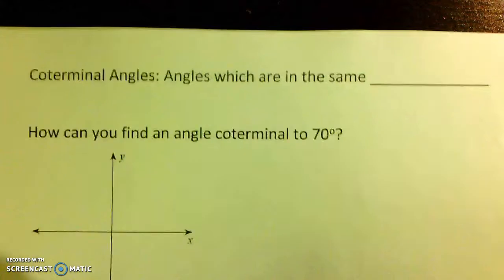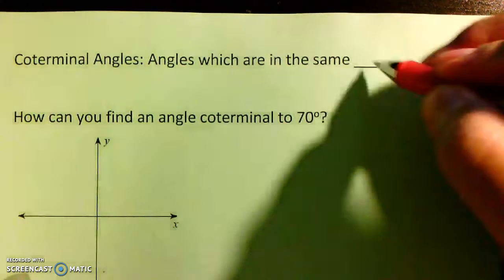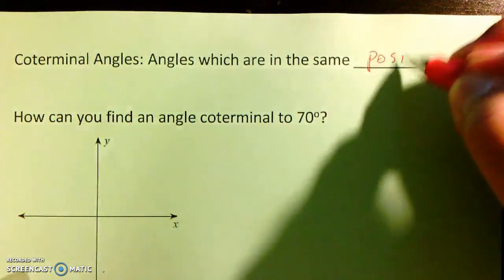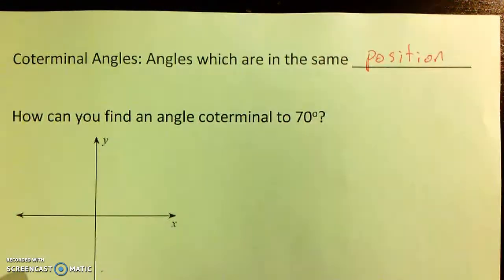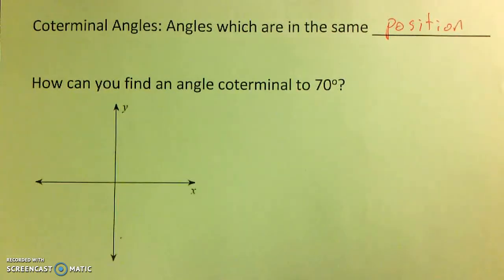So the big word of the day, coterminal angles. All that means is coterminal angles are angles which are in the same position. Those are two angles which are in the same position, because there's technically an infinite amount of angles that are in the exact same position. So there's 1,000 different measurements that you can use for an angle.